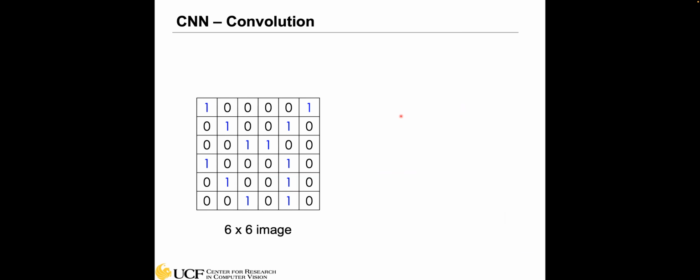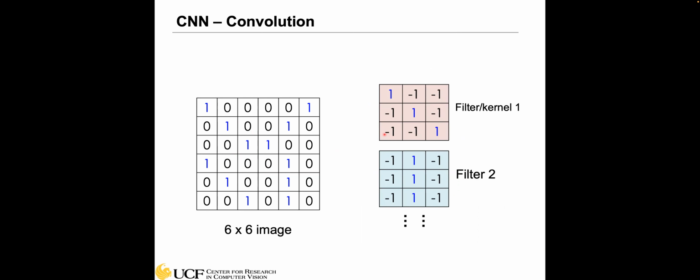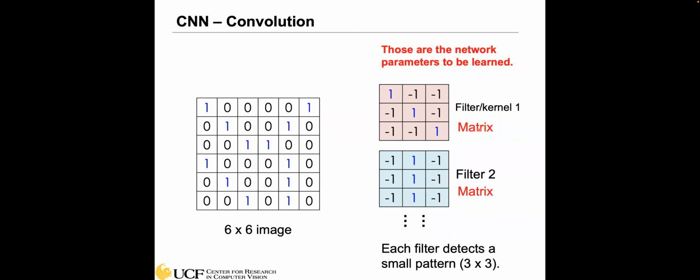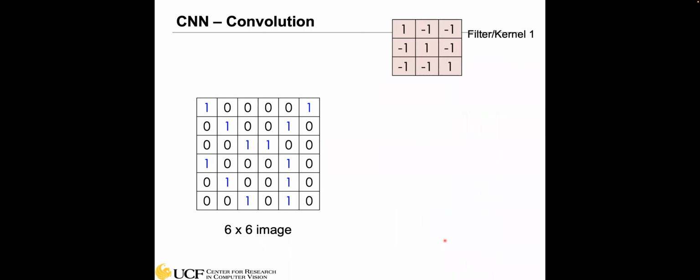Okay, so let's look at how each individual operation works. First is the convolution. We'll use a very simple example here, which is 6 by 6, and we have these filters or kernels. These are a set of network parameters. Basically, this is a 3 by 3 matrix, and these are the parameters of the network to be learned. Each filter detects a smaller patch, a 3 by 3 region.